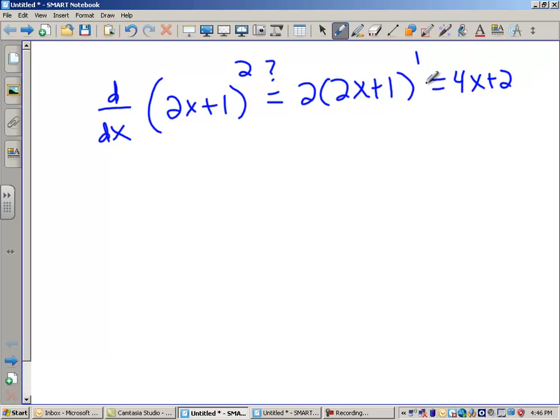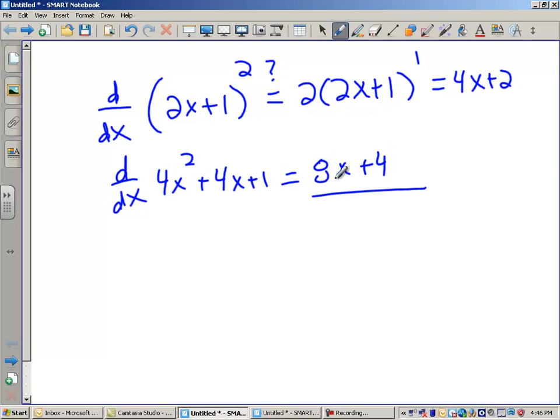Well, why is this wrong? If we were to expand (2x + 1) squared out, we would get 4x squared + 4x + 1. You just go ahead and FOIL that out. Then you take the derivative of that, and we get 8x + 4. And this is the correct derivative of our original problem.